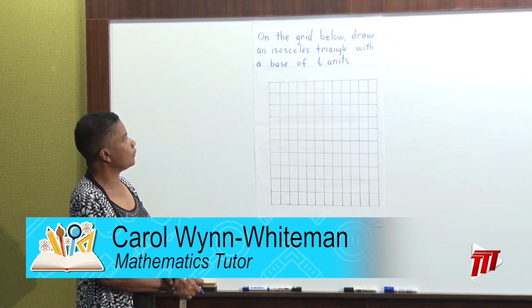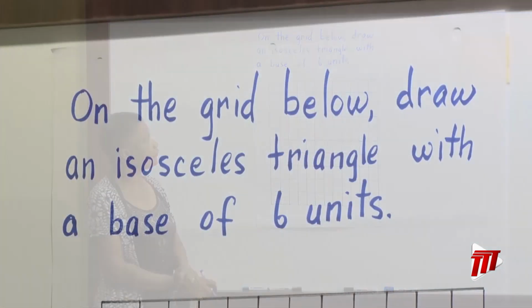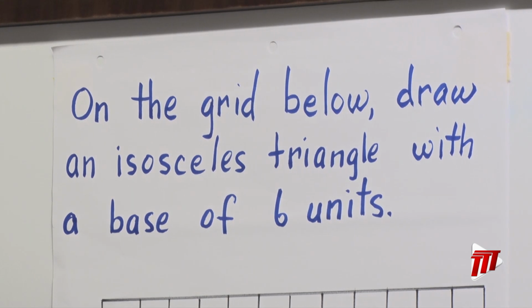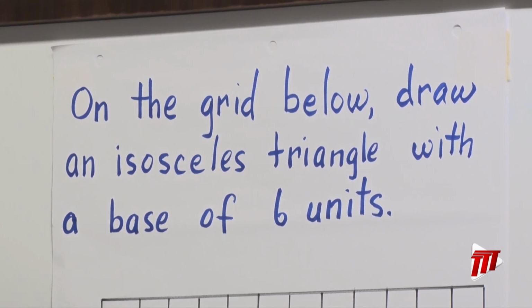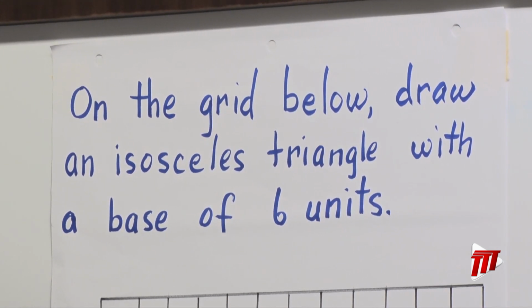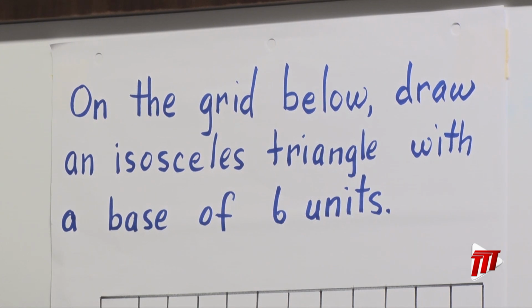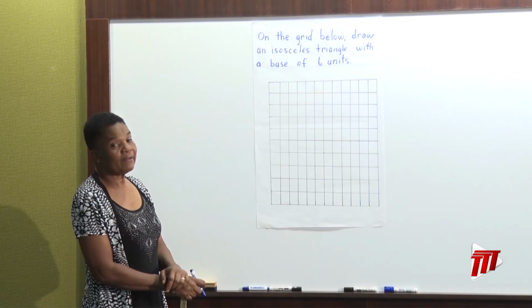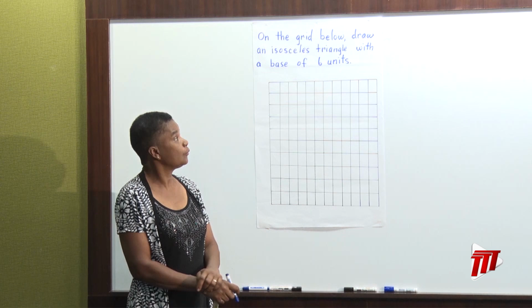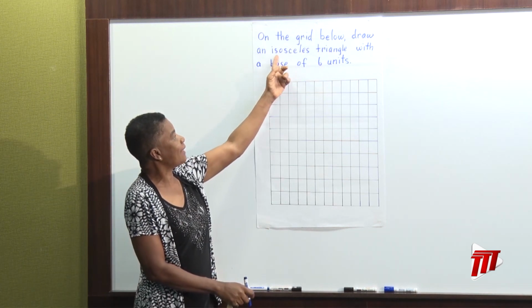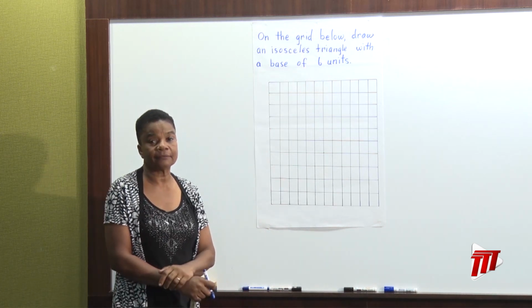On the grid below, draw an isosceles triangle with a base of 6 units. Let's read that again. On the grid below, draw an isosceles triangle with a base of 6 units. Now, what's the first thing we have to establish? We are going to draw an isosceles triangle.